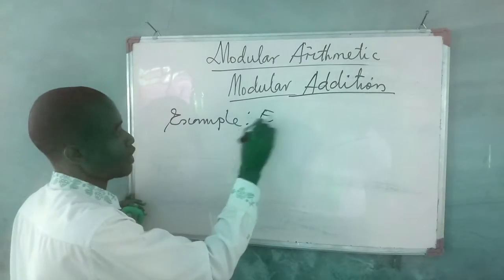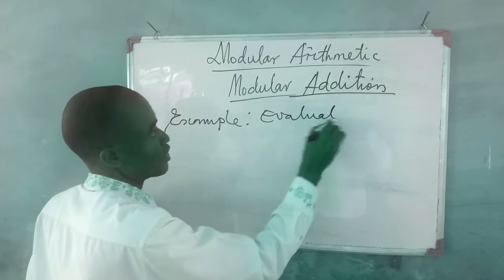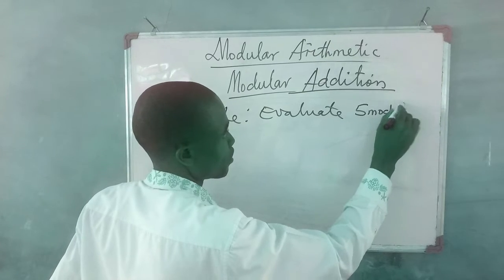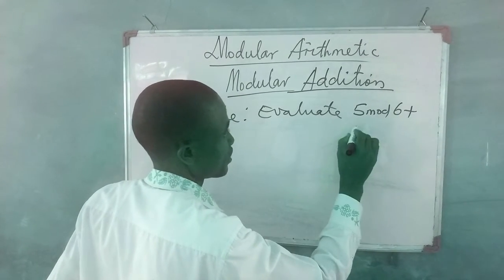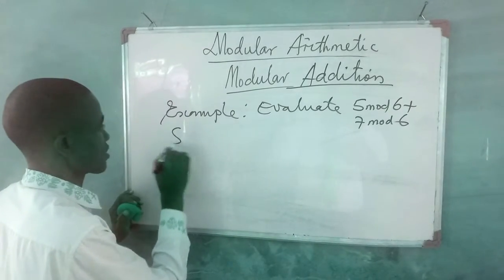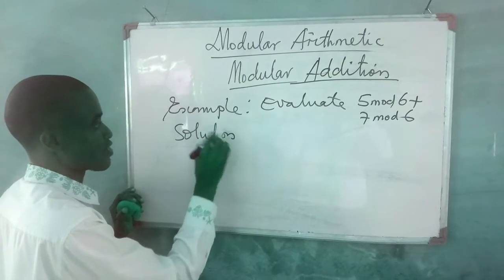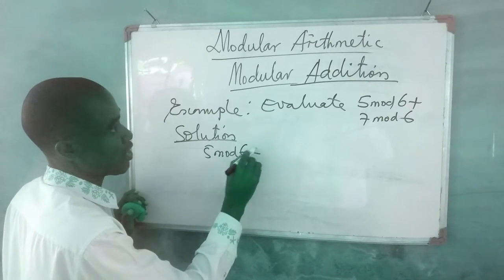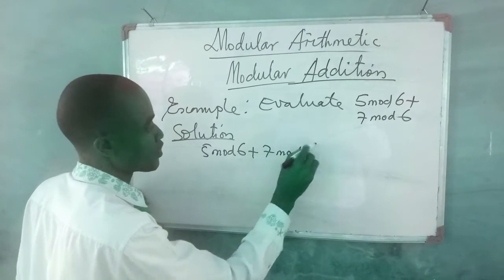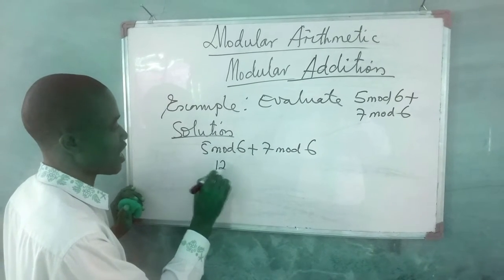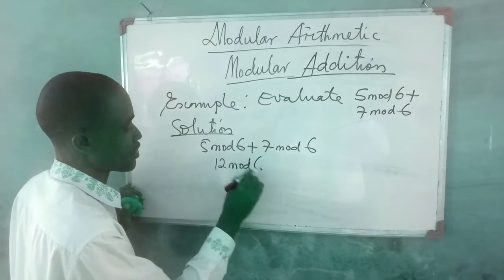Evaluate 5 modulo 6 plus 7 modulo 6. Now let's see, this is very simple. 5 modulo 6 plus 7 modulo 6. 5 plus 7, what does that give us? That gives us 12 modulo 6.